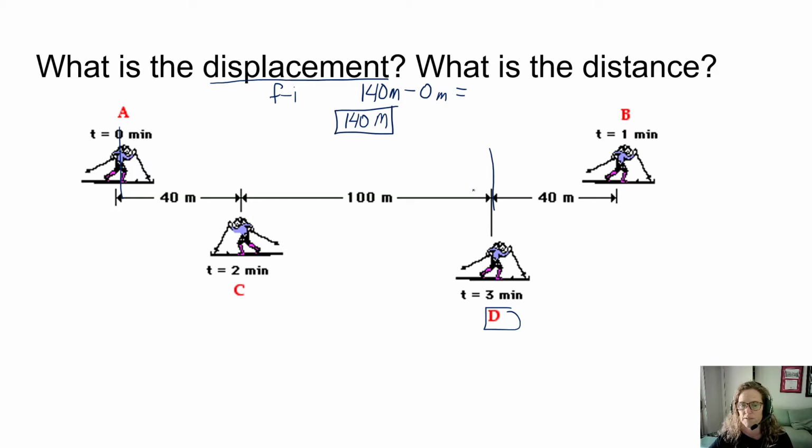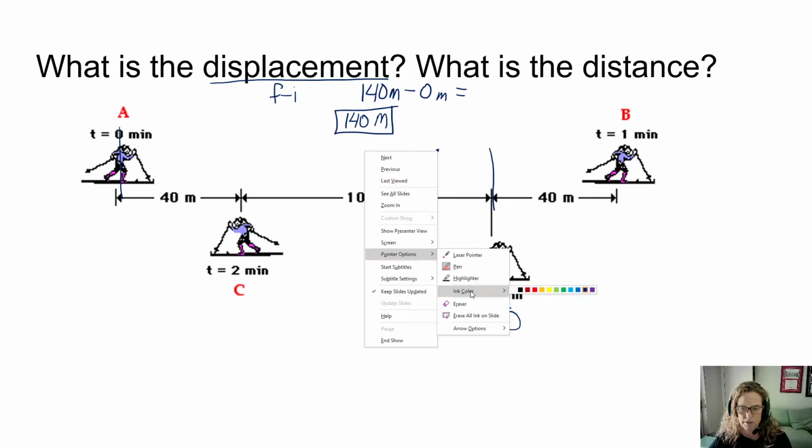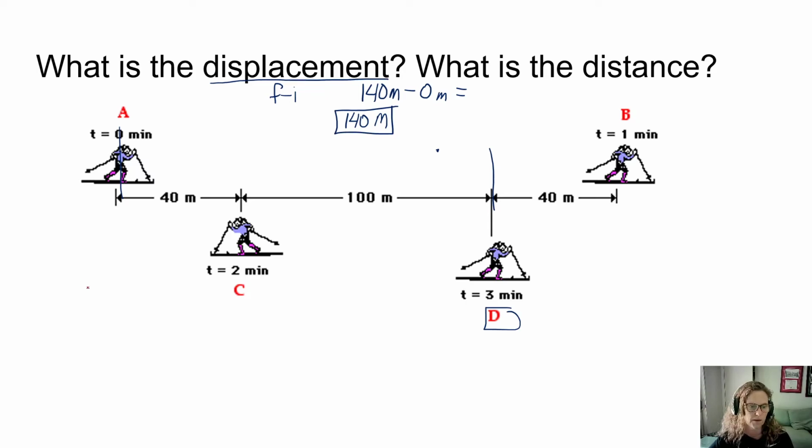Now the distance is another story because this skier went all over the place, and we need to track all the little segments of the movement. So for that one, I kind of like to organize it. So I'm going to go from the distance from A to B, and then B to C, and then C to D. So from A to B is from way over here all the way over there. So it's the 40, the 100, and the 40. So that first leg is 180 meters.